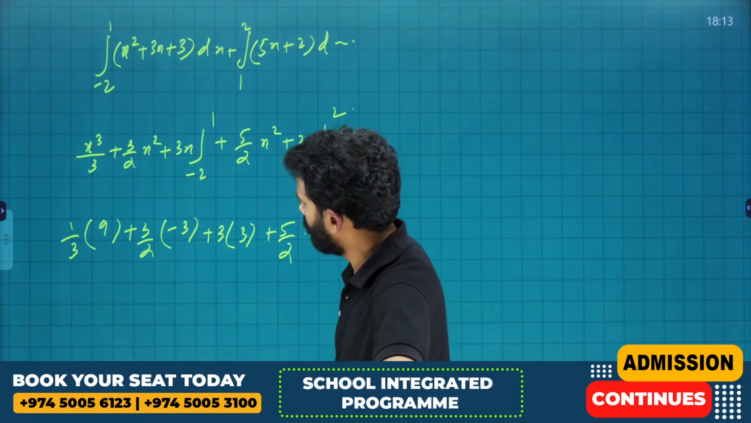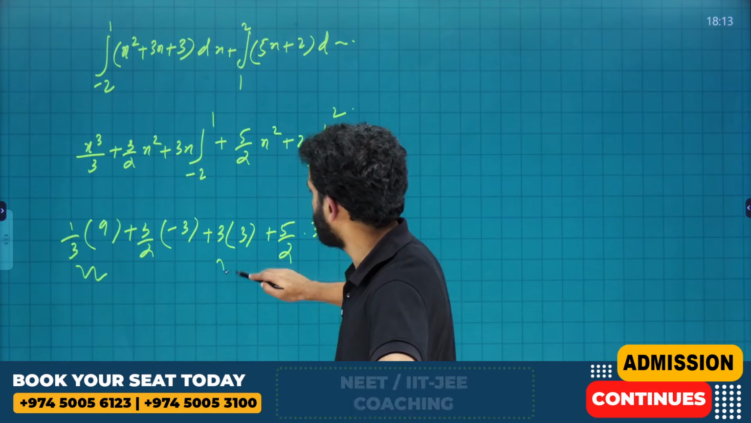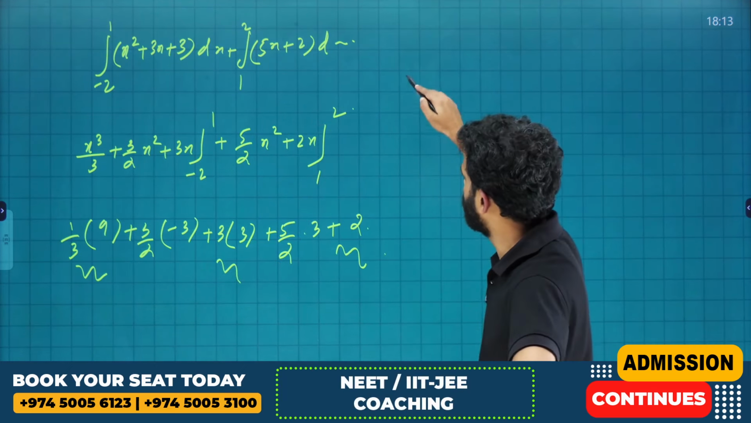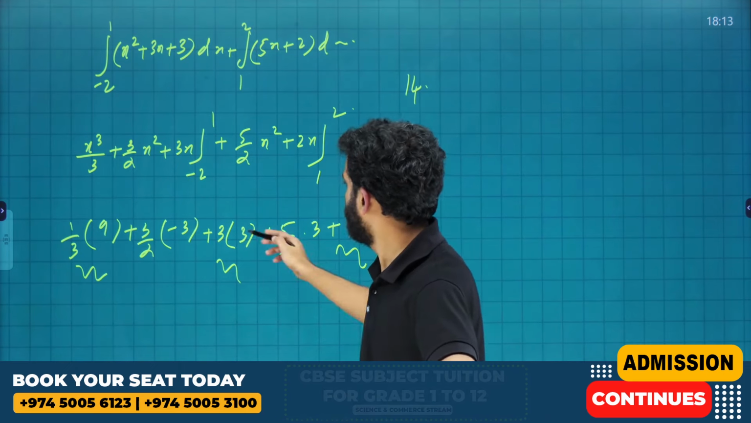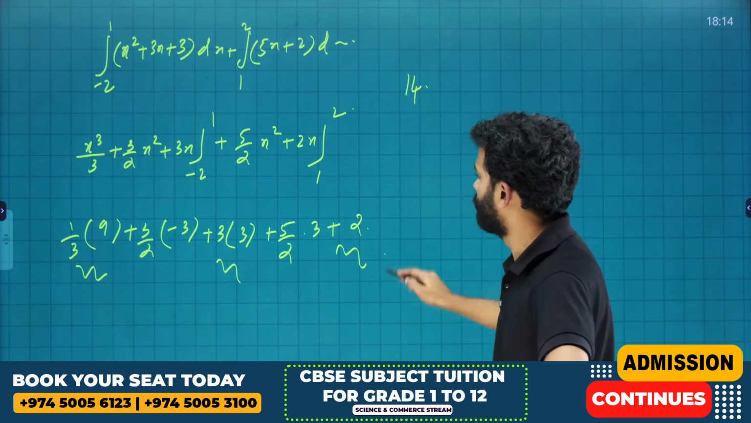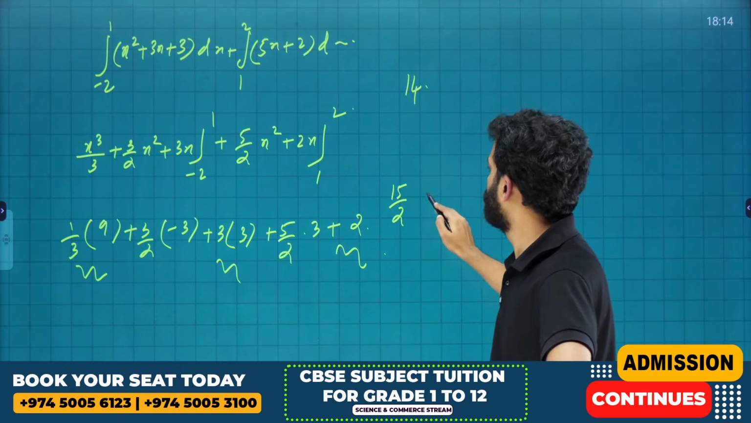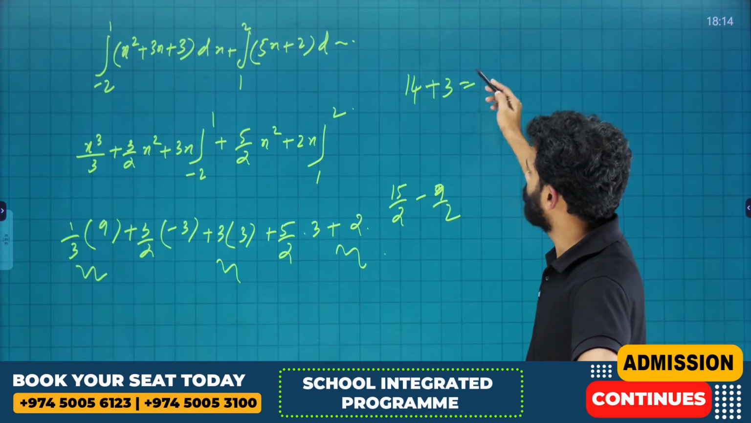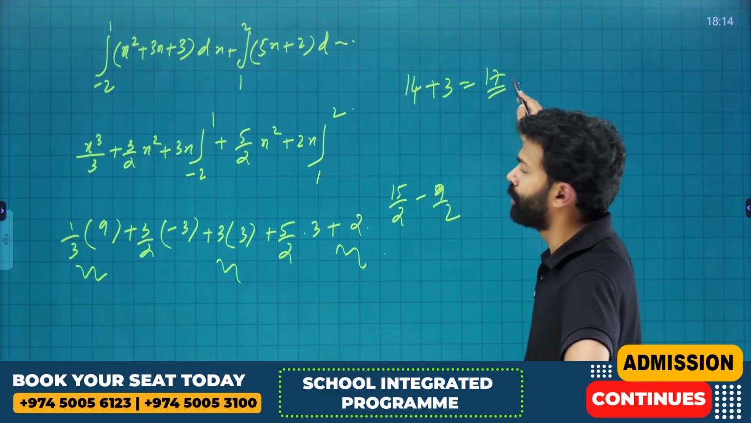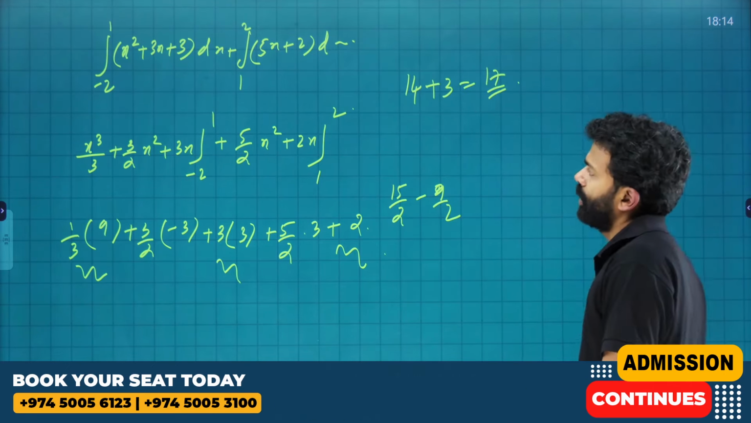Okay, so it will be, this is 3, right? 3 plus 9, that is 12. 12 plus 2 is what? 14. Okay, and 14 into 15 by 2 minus 9 by 2. That is 15 by 2 minus 9 by 2, that is 6 by 2, that is 3. Therefore, the net answer will be 14 plus 3, which is equal to what? 17. Therefore, 17 is the final answer for this one.